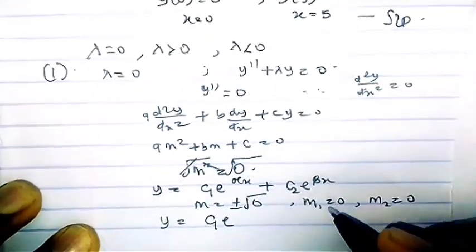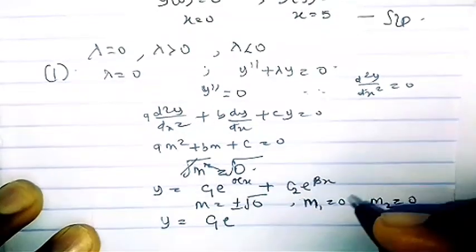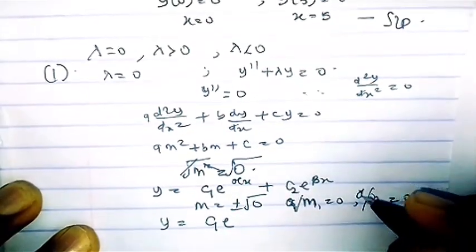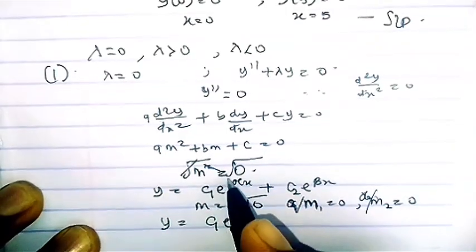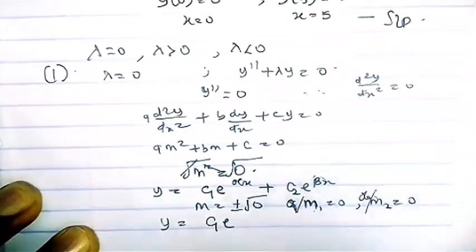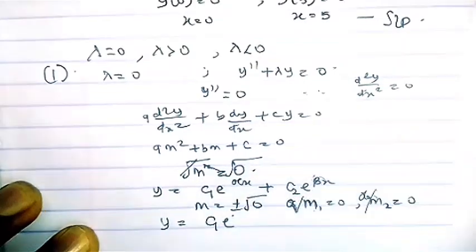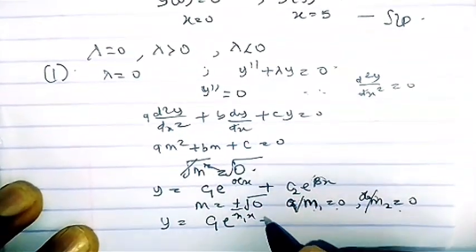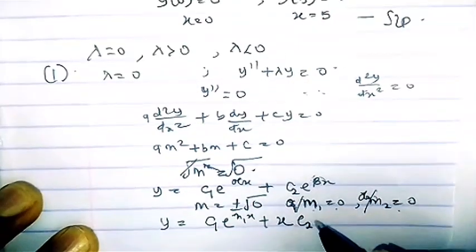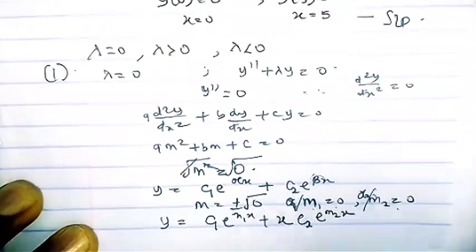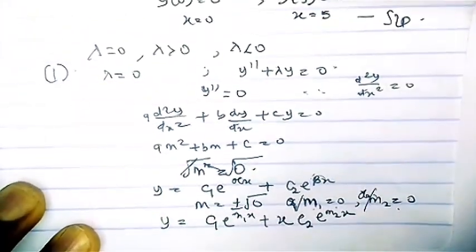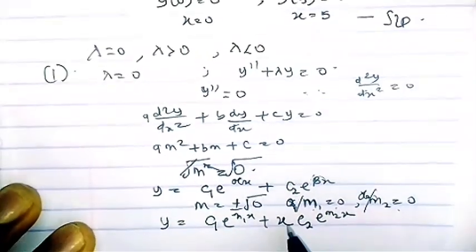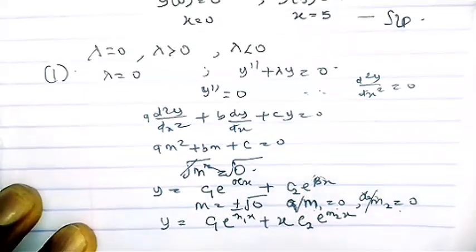Now remember, this is also my alpha 1 and this is also my beta 1, right? The solutions we get here are what we'll fix here. Since I'm having two of the same solution, I'll be having c1 e^(m1 x) plus x times c2 e^(m2 x), because I'm having two equal solutions. That's why I'm adding x here, right?